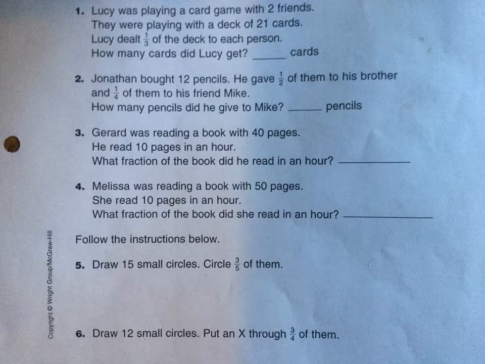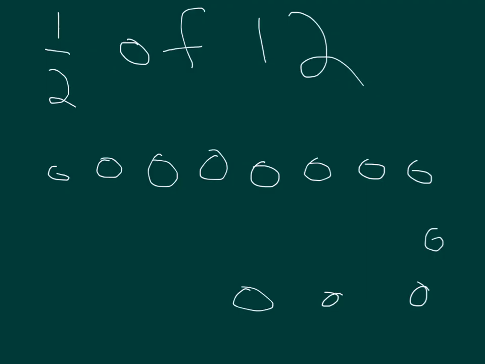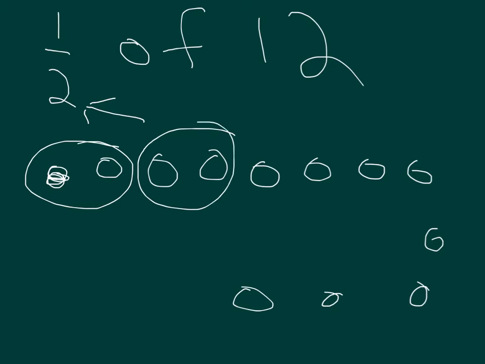Jonathan bought 12 pencils. He gave half of them to his brother and 1/4 of them to his friend Mike. Some of you are advanced and you'll divide 12 by 2. Then you'll divide 12 by 4. If I want to find half of 12, I look at the denominator, which is 2. I circle 2. I shade 1. I circle 2. I shade 1. I continue until there's none left.